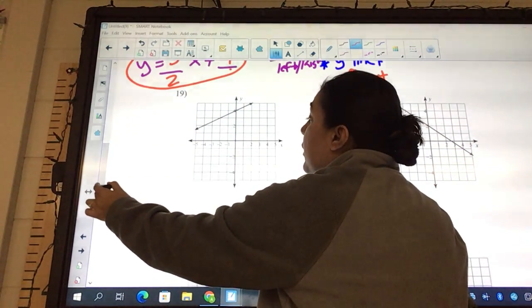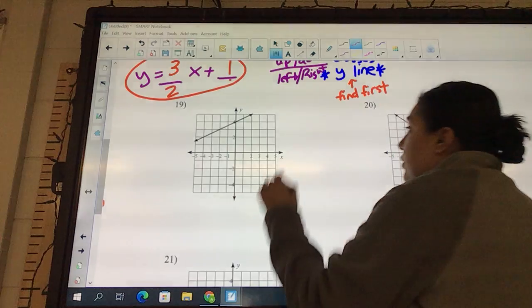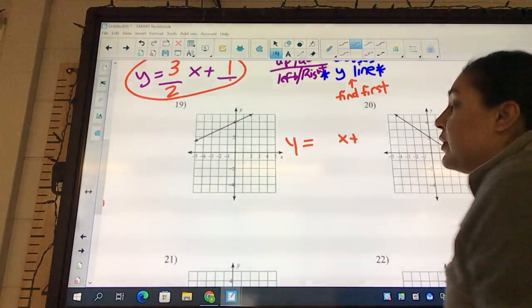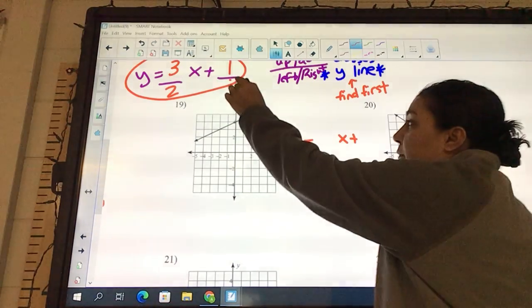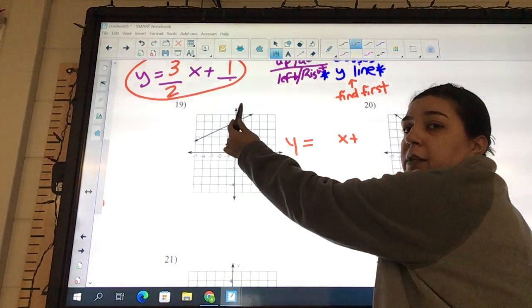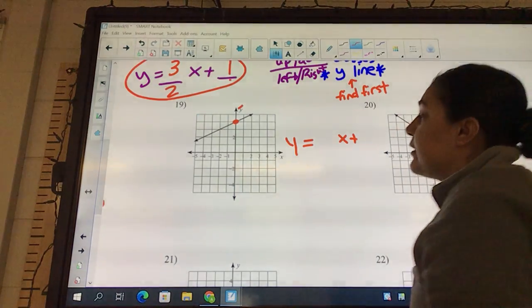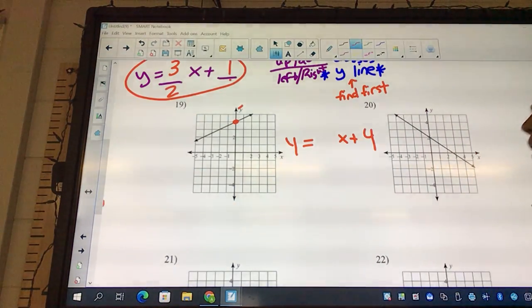Okay, so let's look at this one. We find our y-intercept first, and you can say y equals blank x plus blank. So we find the y first. We find the y line, and you start traveling down until it crosses. We can see that it crosses right here at 4. So we fill that in.